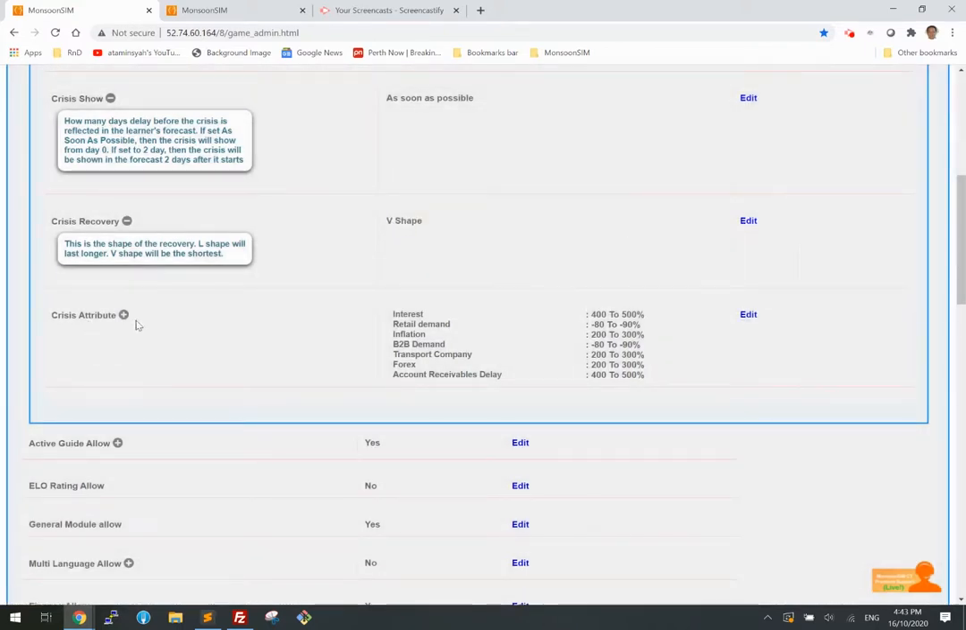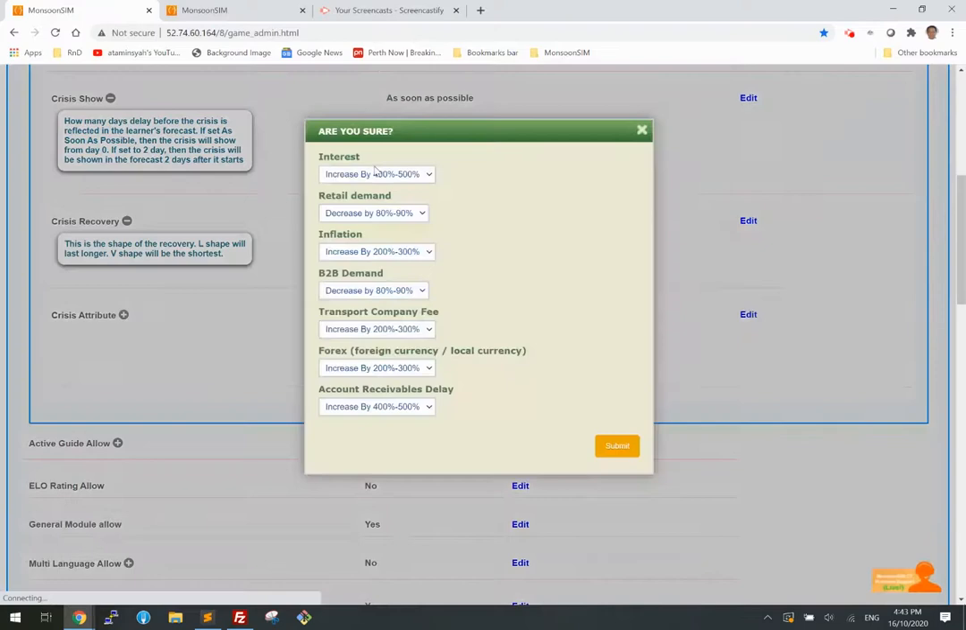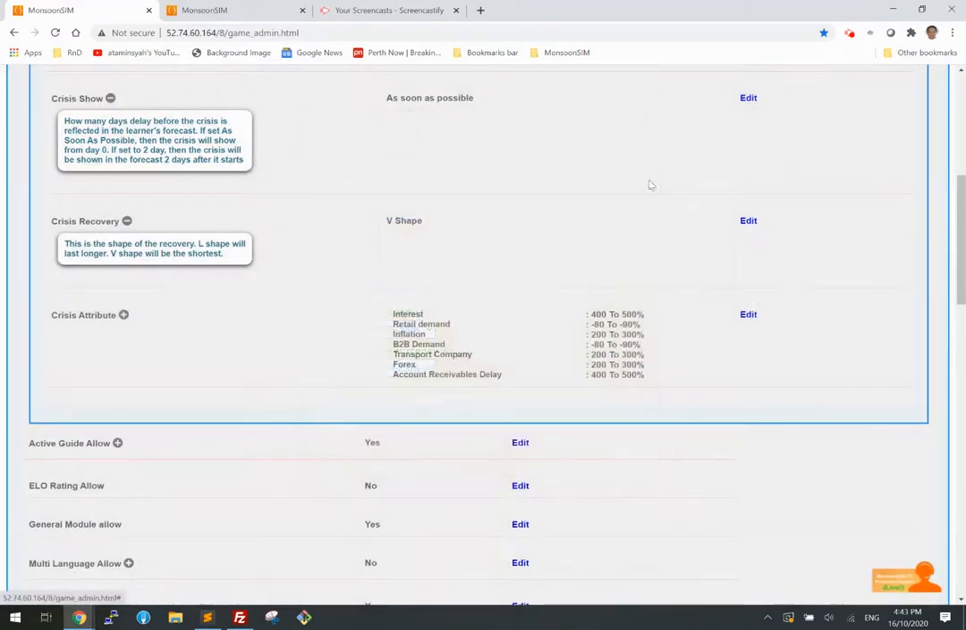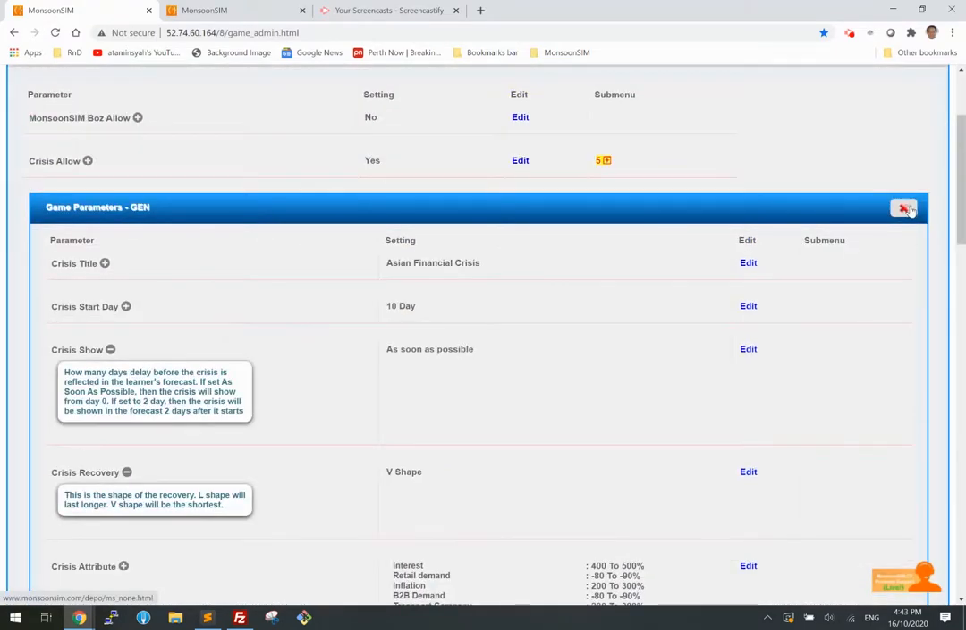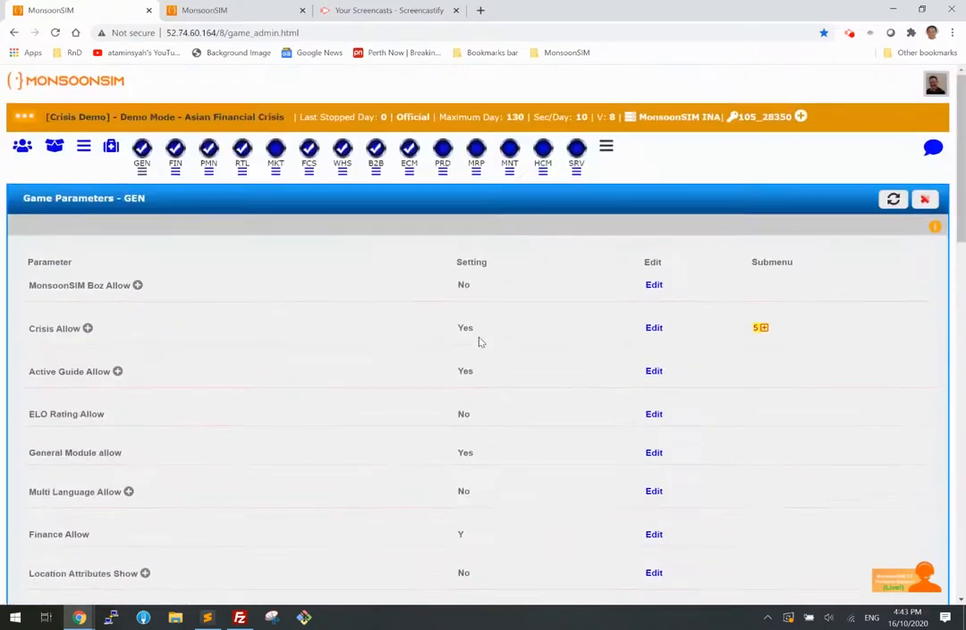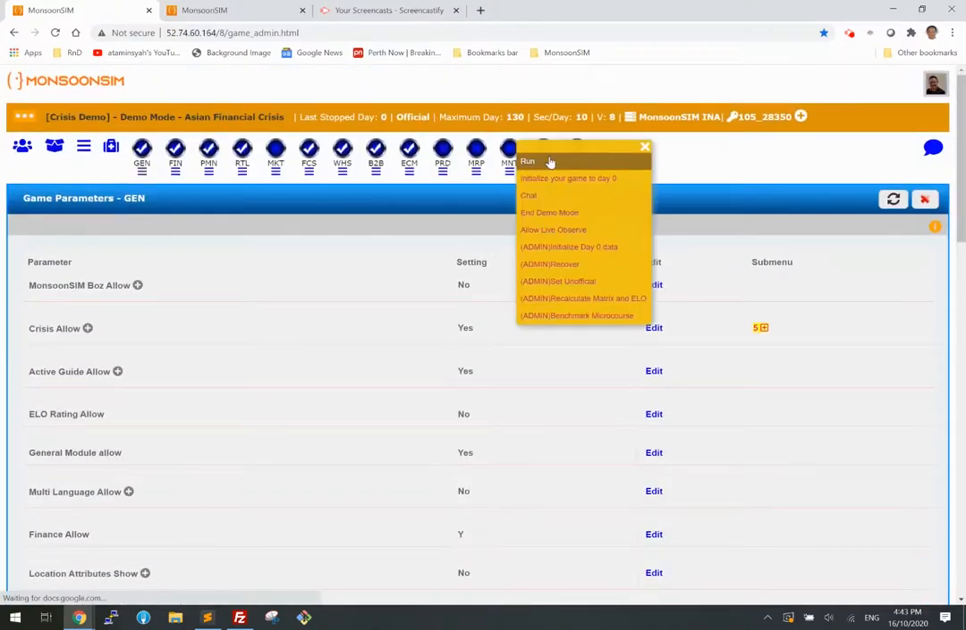Next, we'll look at the crisis attributes. Here we have set interest rate to be up, retail demand down, inflation up, wholesale or B2B demand down, transport cost up, forex up, this foreign exchange up, right? And then account receivable delay is up. You can always change it from here. Okay, so now that we have all this set up, I'm going to run the game.